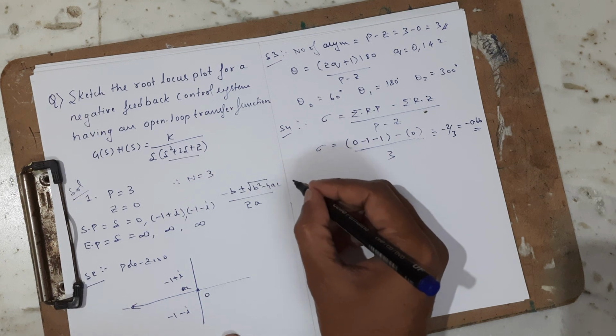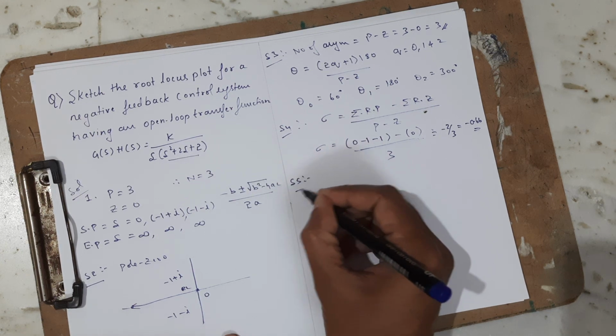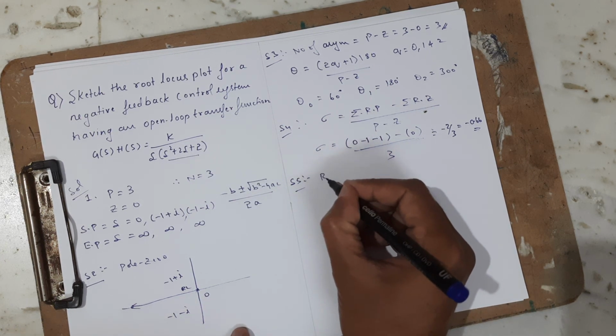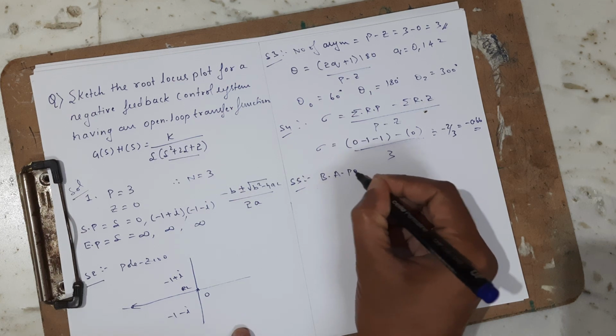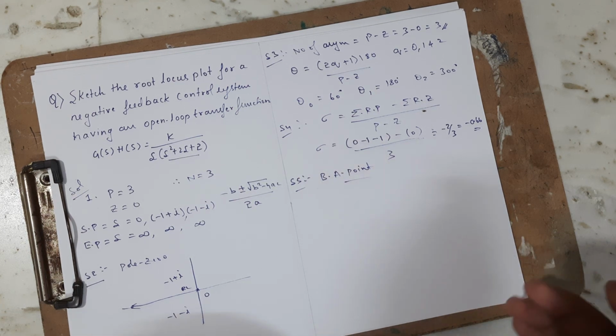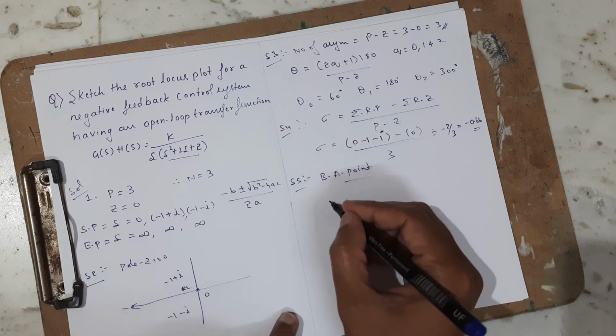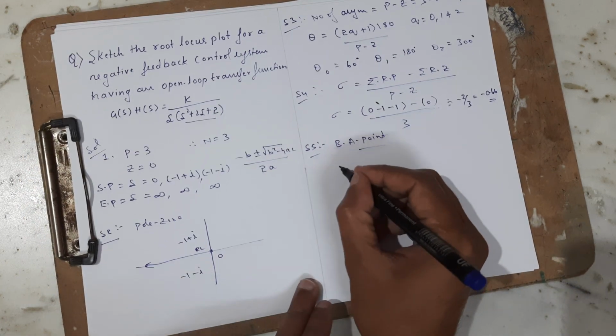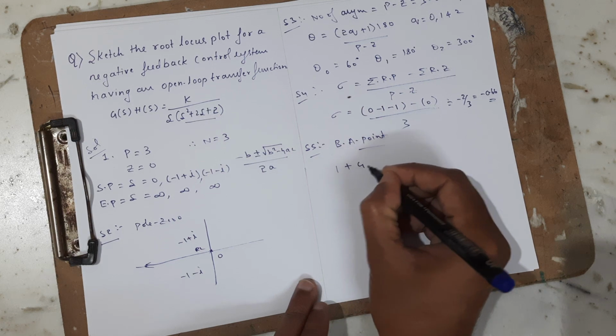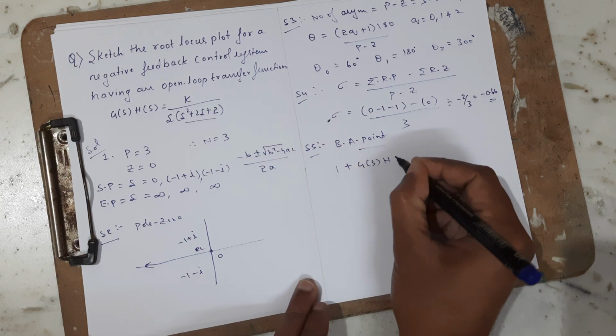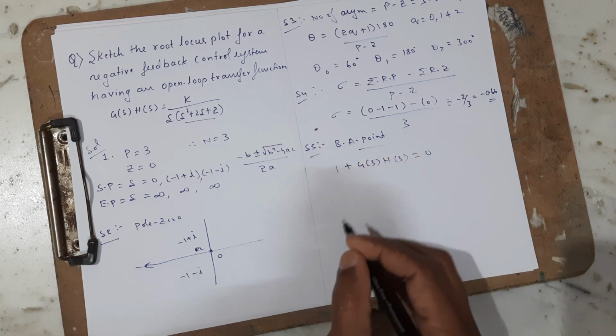Next one, step number 5. What is step number 5? To find out the breakaway point. How do we find the breakaway point? We need to have the characteristic equation. What is the characteristic equation? 1 plus G(s)H(s) is equal to 0.